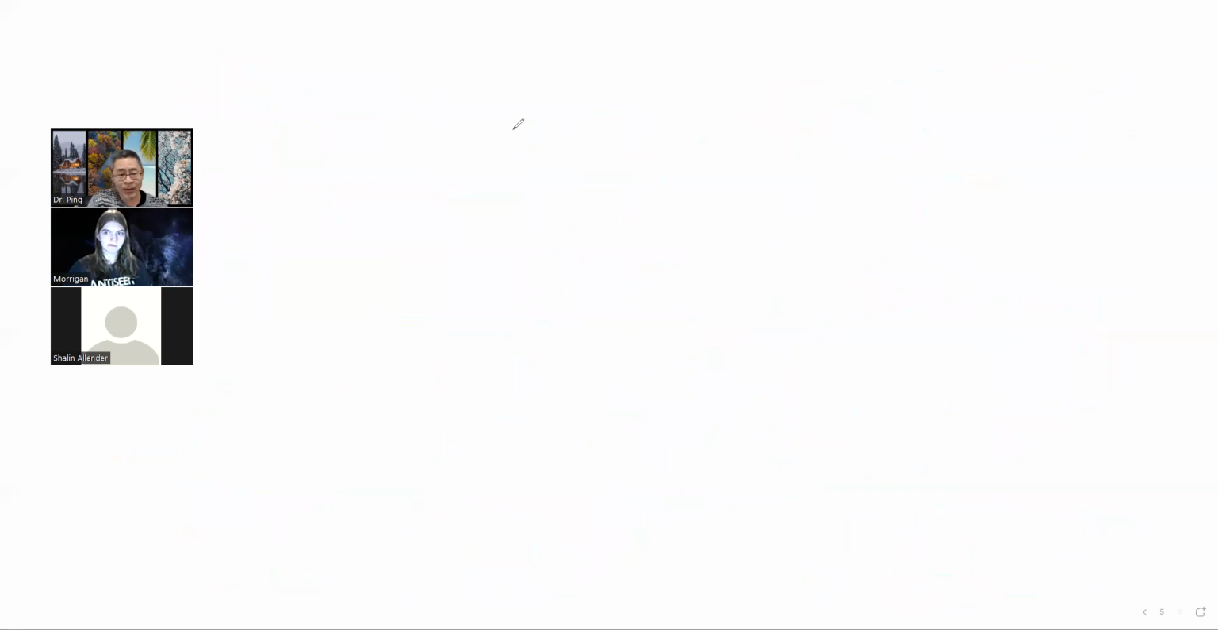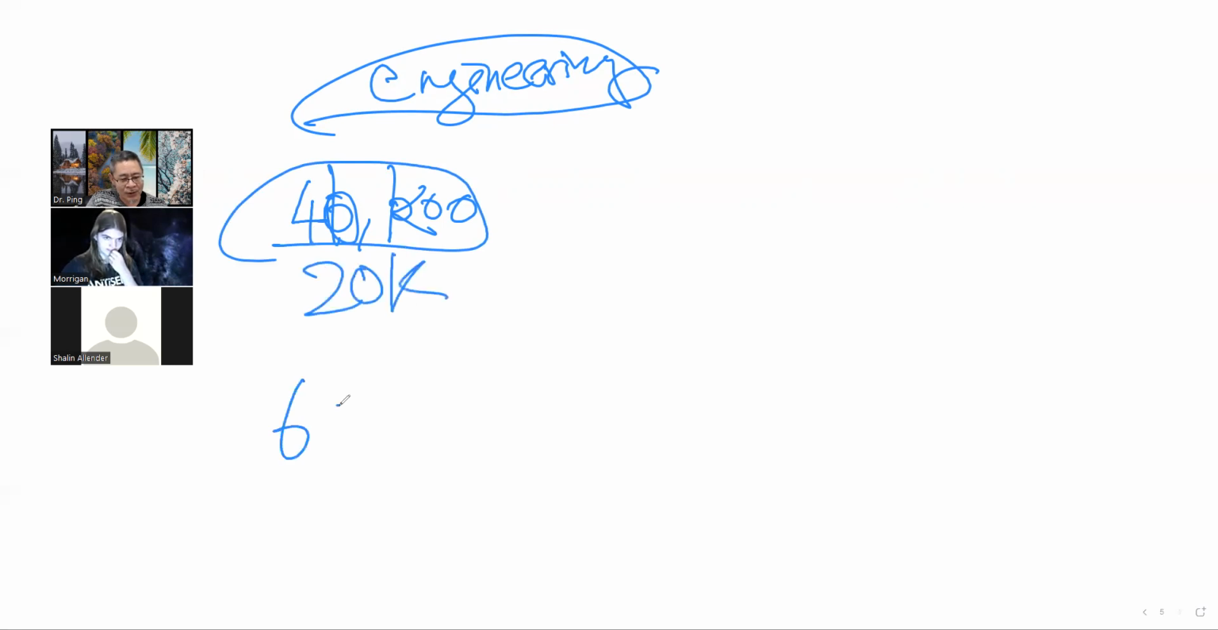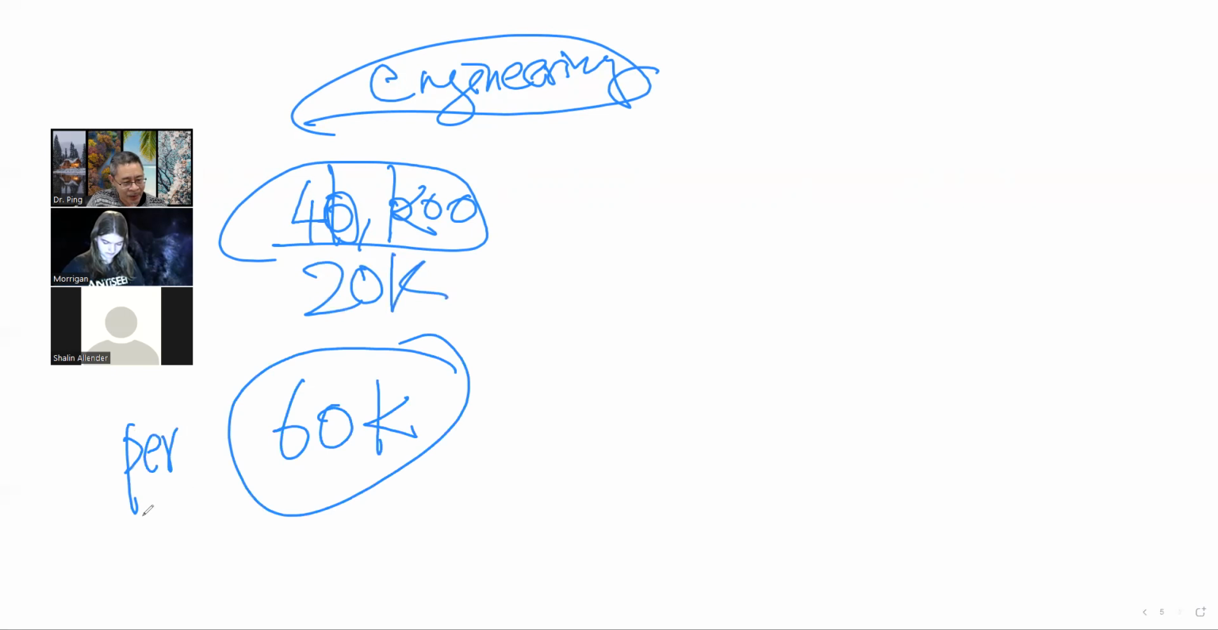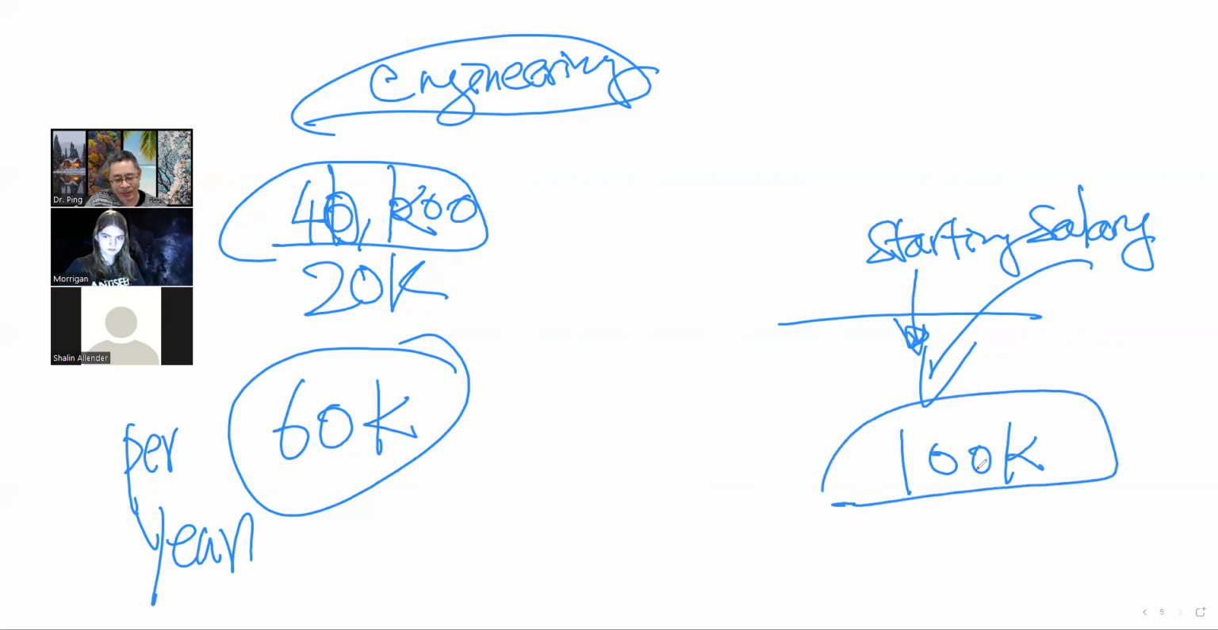Like, for example, my daughter went to Rose-Hulman. That's an engineering school. Their tuition is 40K because it's private, and their room and board is 20K. So 60K per year. But you have to think about what their starting salary is when you graduate. Their starting salary, the median, is 100K.